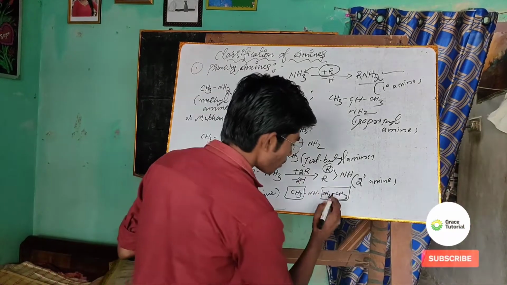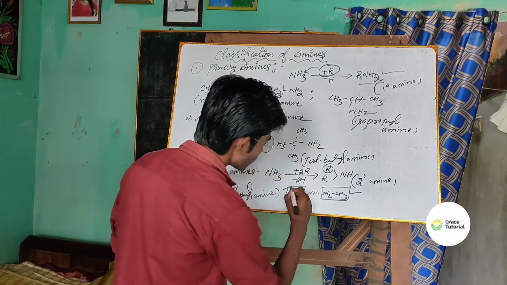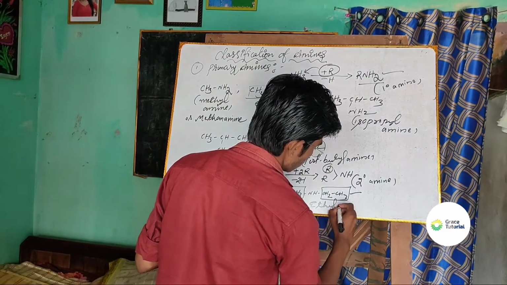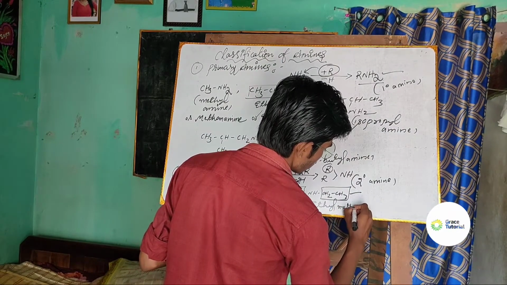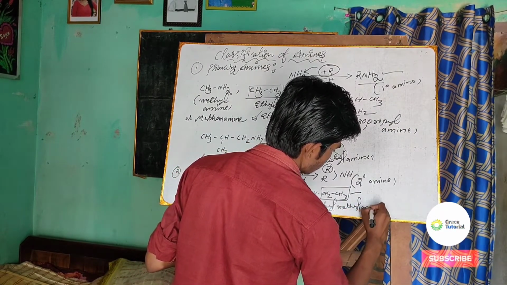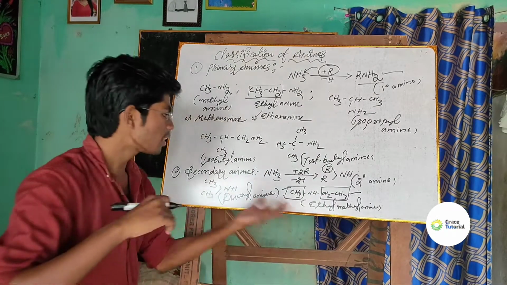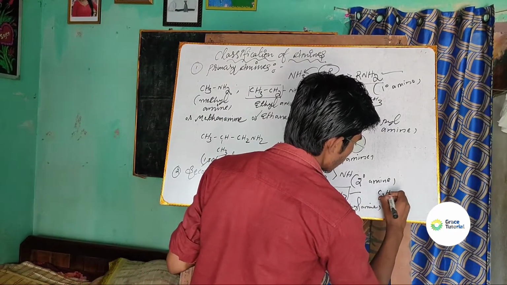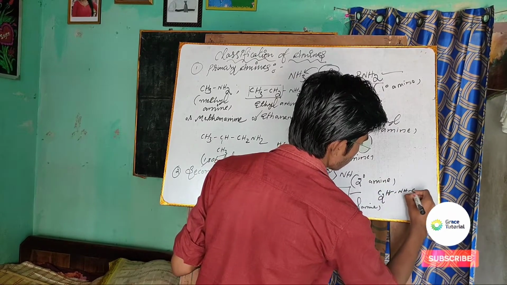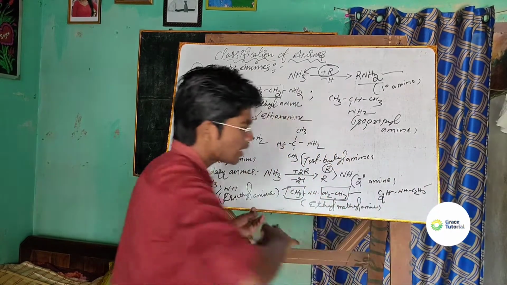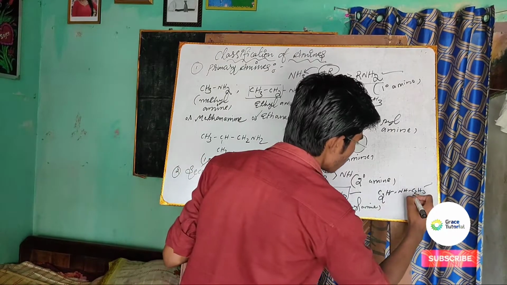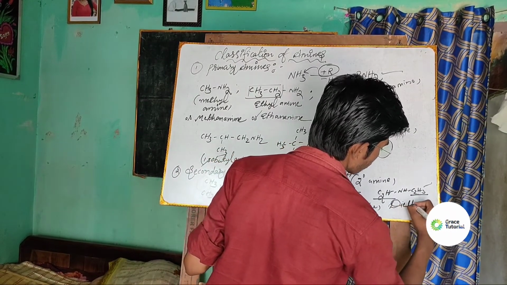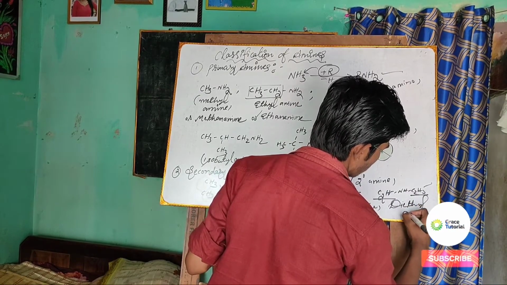So what's the name of this compound? Here first of all, ethyl methylamine. Ethyl methylamine, you can say. Suppose if you put C2H5NHC2H5, then the name of this compound is, both ethyl groups are there, so diethylamine.